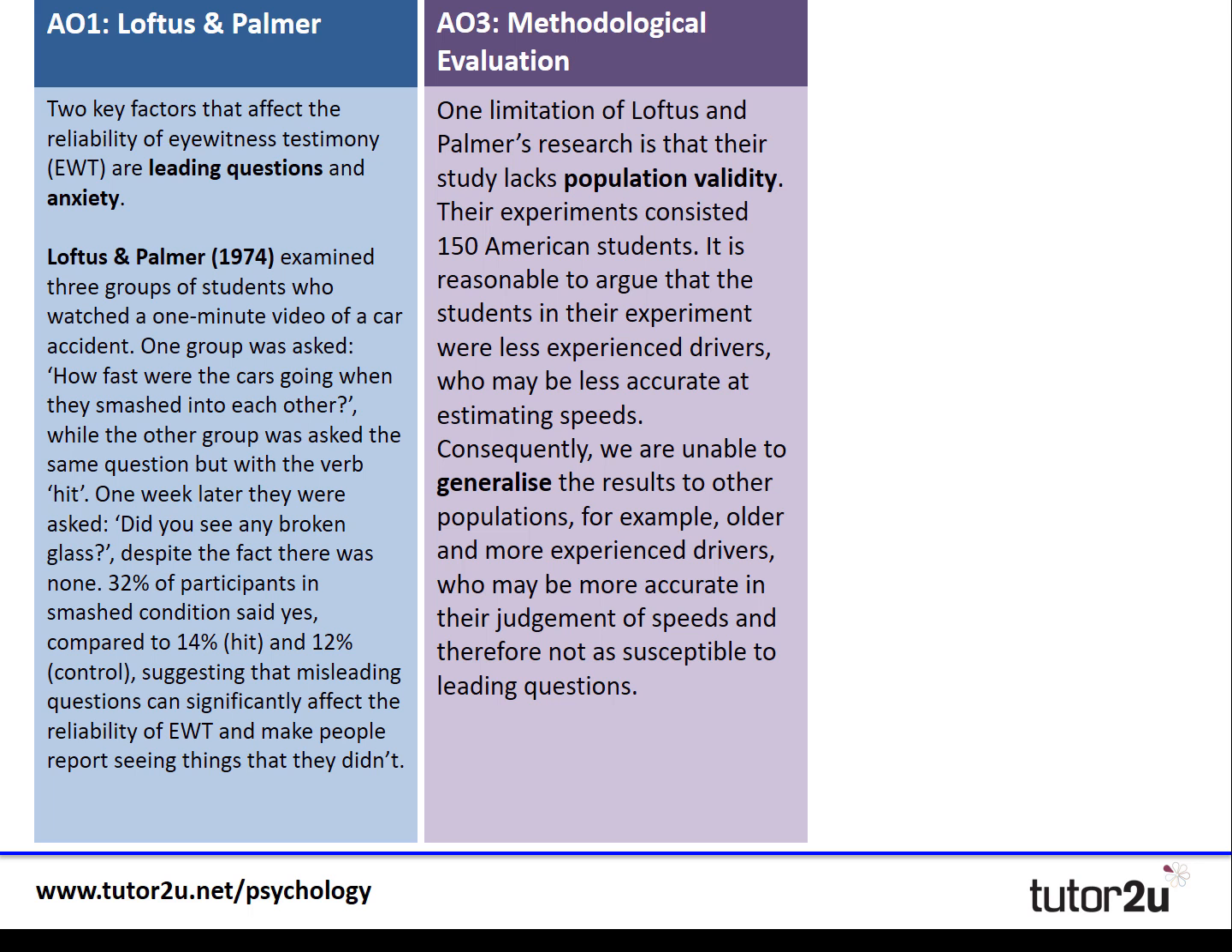So there's our knowledge. I'm then going to bring in some evaluation, and I'm going to do a very simple methodological evaluation point here. So I might say that a limitation of their research is that it lacks population validity. Their experiments consisted of 150 American students, and it's reasonable to argue that the students are therefore less experienced drivers and maybe therefore less accurate at estimating speeds.